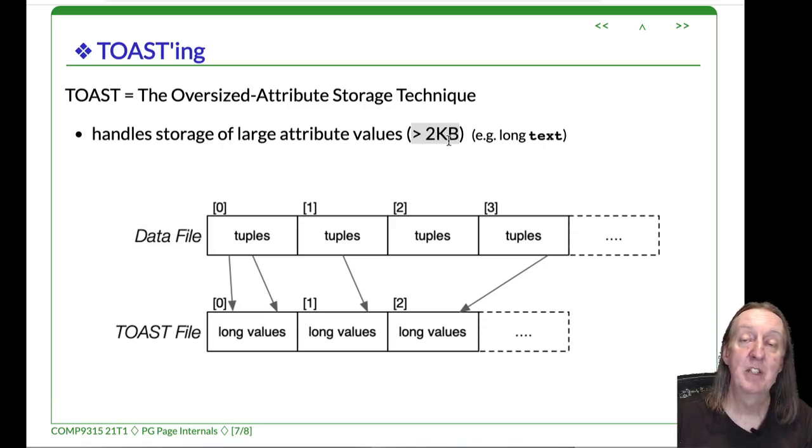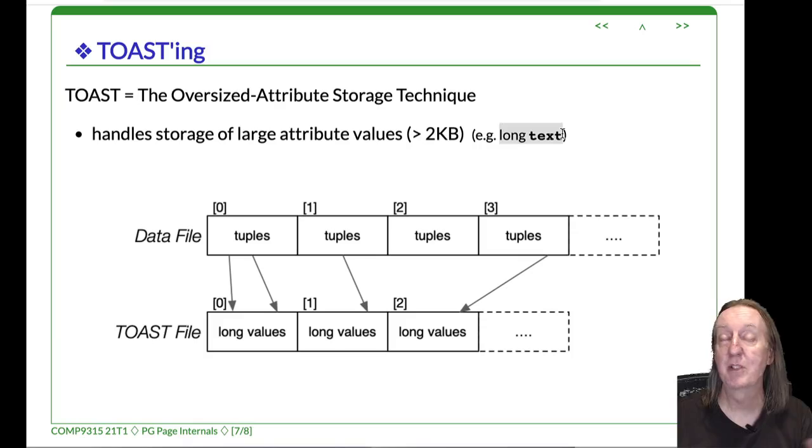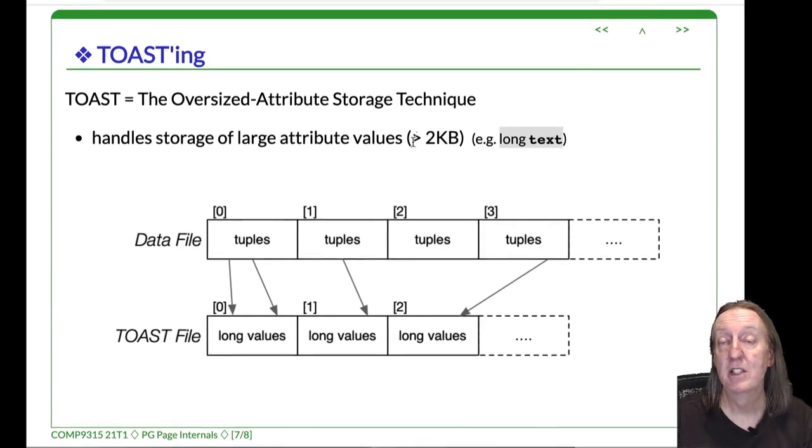You might say, how many attributes are going to be that long? Well, if you've got text, which happens to be a large piece of text, like a chapter of a book, that could certainly be larger than 2K bytes. Or if you've got something like a photo, an image file, then that's definitely going to be larger than 2K bytes.